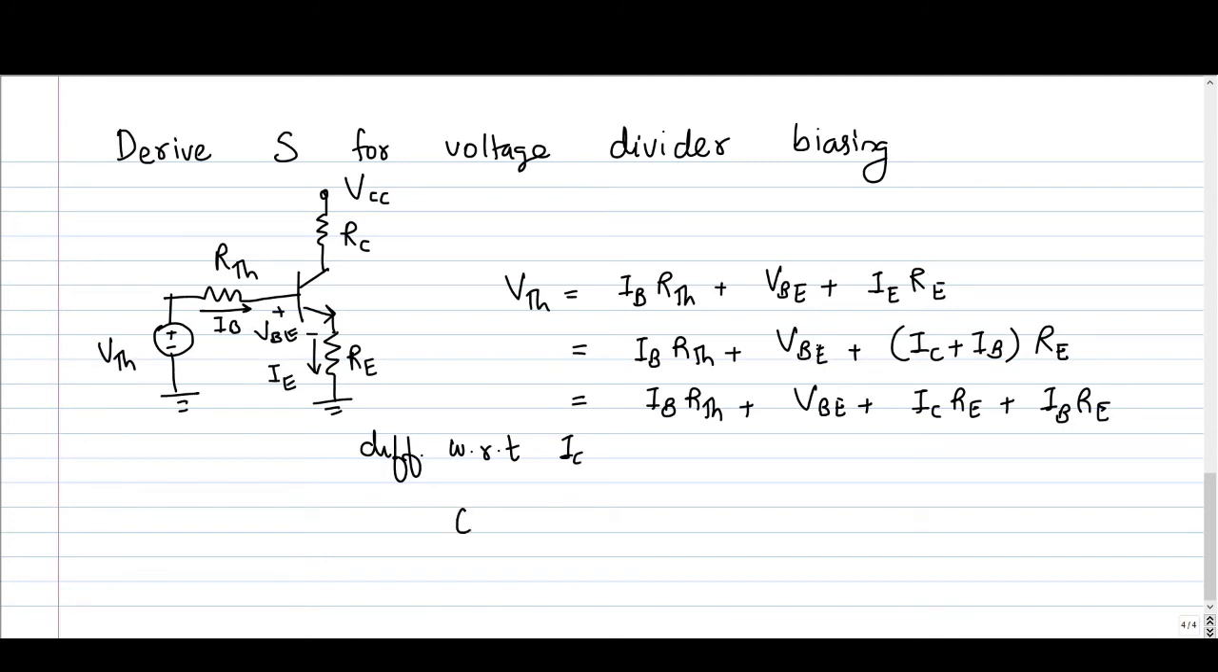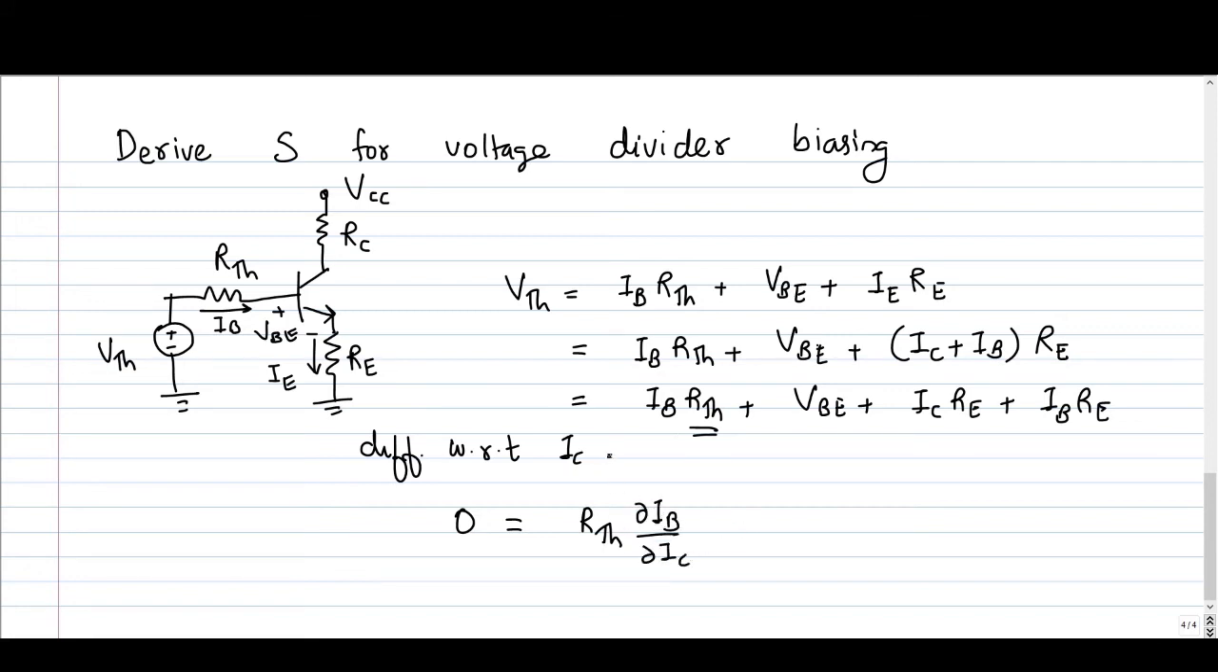When you differentiate this with respect to IC, the left hand side is a constant, VTH. VTH is VCC into R2 by R1 plus R2. It is a constant independent of IC. So when you differentiate, it will become 0. Now, differentiating IB into RTH with respect to IC, what you will get? RTH is a constant, so RTH into dou IB by dou IC.